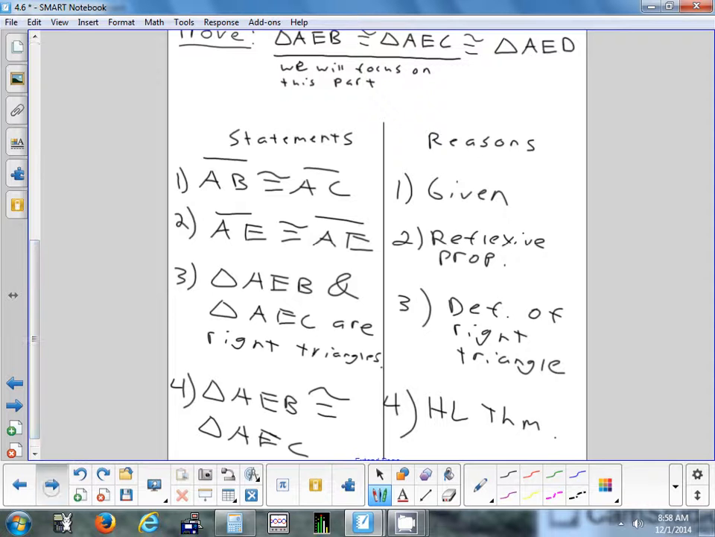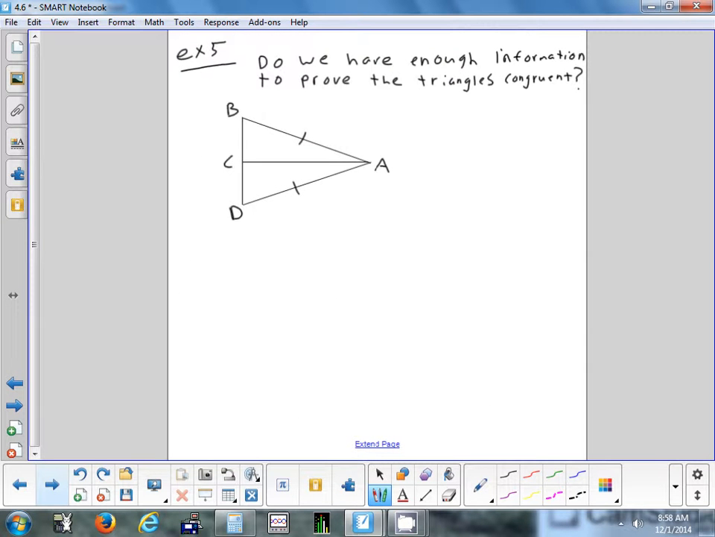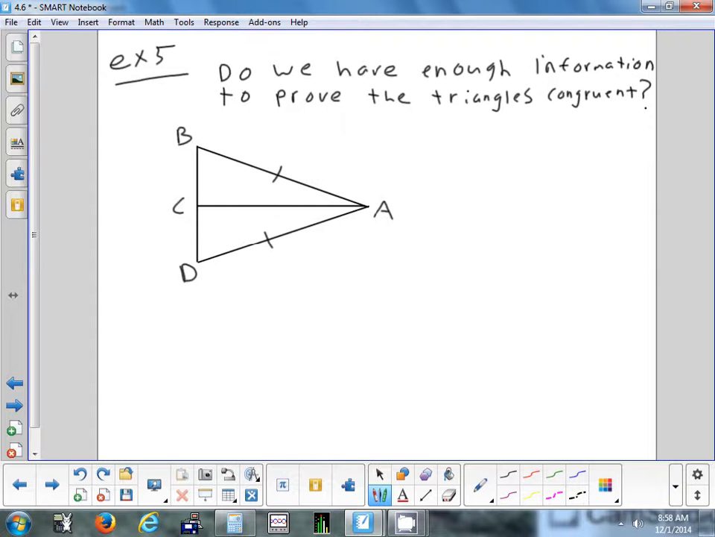Okay, let's look at this one. I just want you to look at it for a second. It asks us if we have enough information to prove those triangles congruent. And remember, you can't go by how it looks. You've got to go by what's actually marked. Okay, how about Nick? What do you think? Okay, go ahead. Tell me what you know that's congruent here.